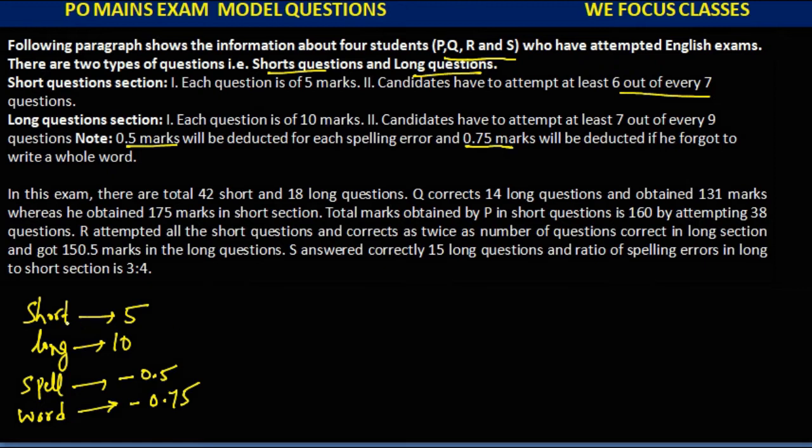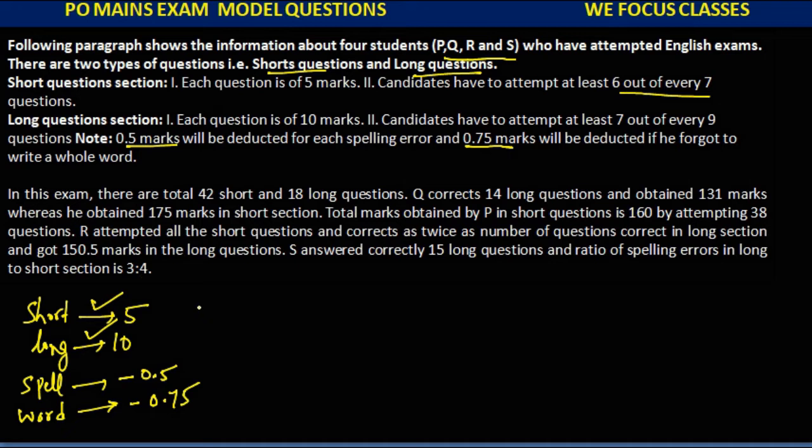So I am writing the data. There are short questions and long questions. If a short question is correct, you will get 5 marks. If a long question is correct, you will get 10 marks. And there are spelling errors. If there is a spelling error, your marks will be deducted by 0.5. And if there is a word error, your marks will be deducted by 0.75. This is given to us in the first paragraph.